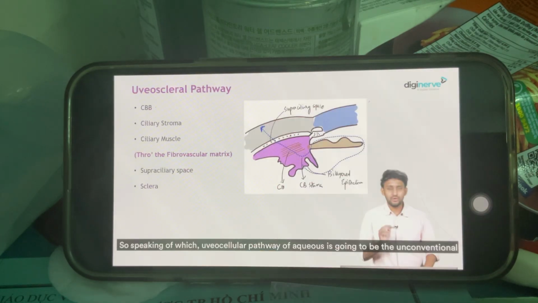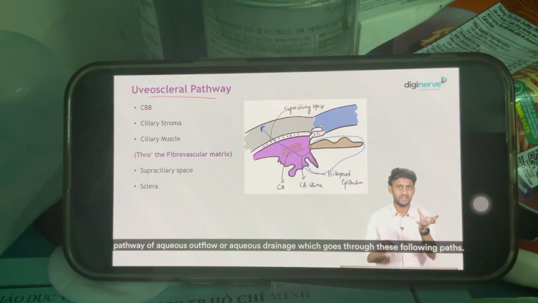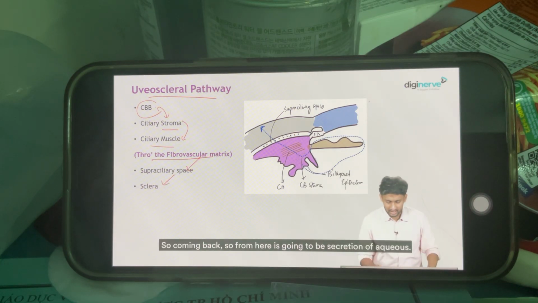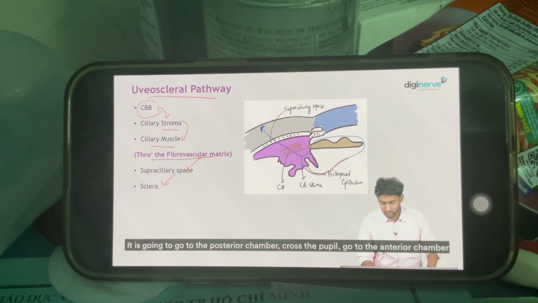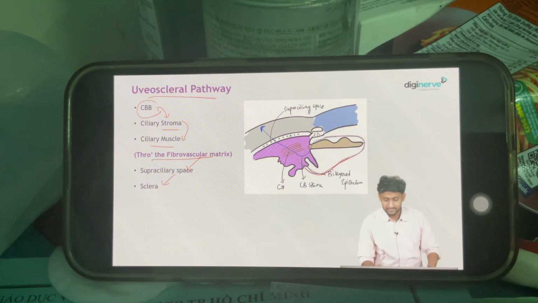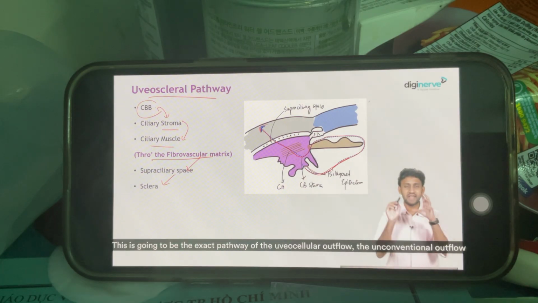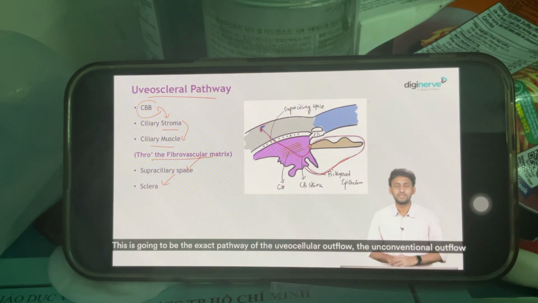So speaking of which, the uveoscleral pathway is going to be the unconventional pathway of aqueous outflow, aqueous drainage, which goes through the following parts: the ciliary body band, the ciliary stroma, ciliary muscle, and through the fibrovascular matrix, supraciliary space, and sclera. So coming back, from here there is secretion of aqueous. It's going to go to the posterior chamber, cross the pupil, go to the anterior chamber, and from there it's going to enter the ciliary body stroma, ciliary muscle, supraciliary space, and the sclera. This is going to be the exact pathway of the uveoscleral outflow, the unconventional outflow of aqueous humor drainage.